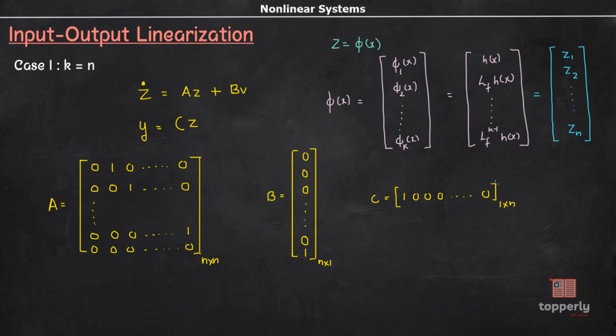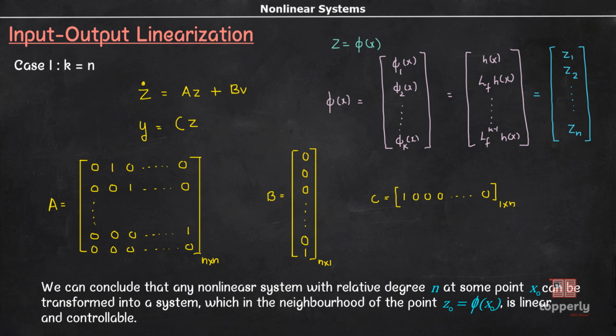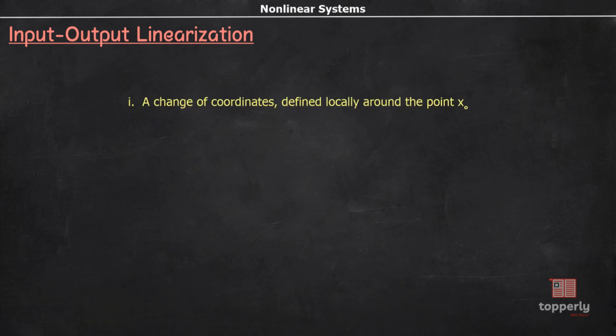Thus we conclude that any nonlinear system with relative degree n at some point x0 can be transformed to a system which in the neighborhood of the point z0 equal to phi of x0 is linear and controllable. Also, it is important to stress that the transformation in question has two basic ingredients: a change of coordinates defined locally around the point x0 and a state feedback also defined locally around the point x0.